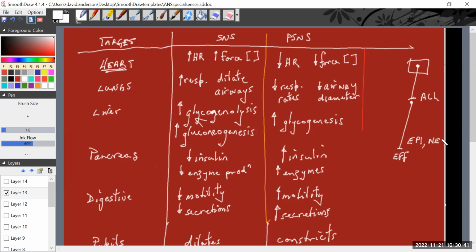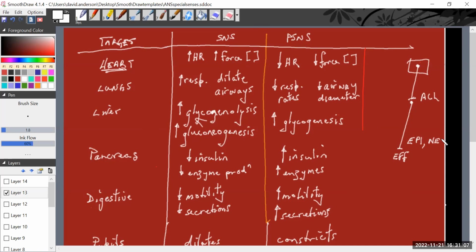Okay, in the parasympathetic division, it's ACH. So when the heart is targeted by epinephrine, we increase the heart rate and increase the force of contraction. When the ACH targets the heart, parasympathetic, it decreases the heart rate and decreases force of contraction. So we have a different chemical messenger, we get a different response.